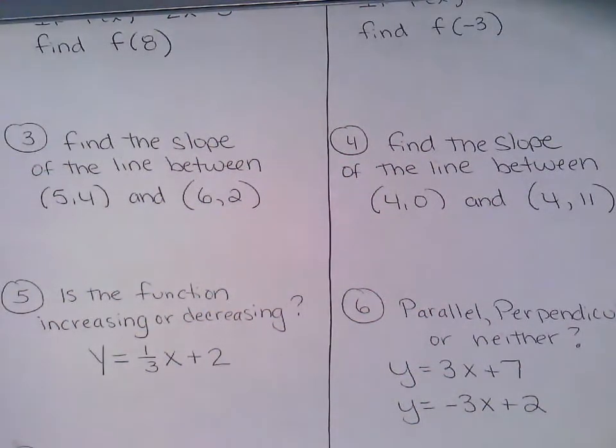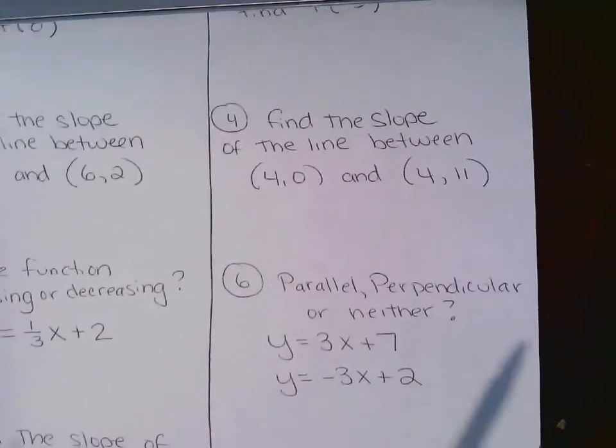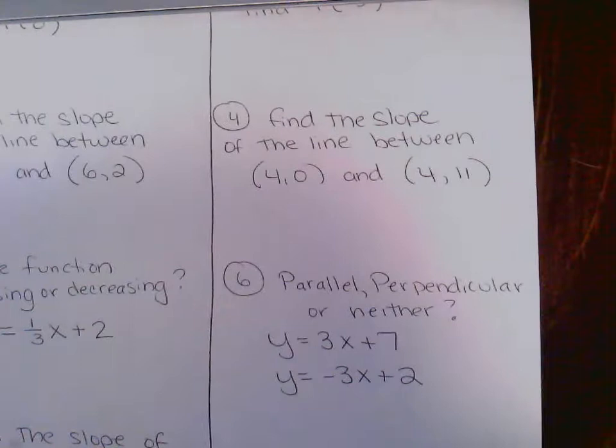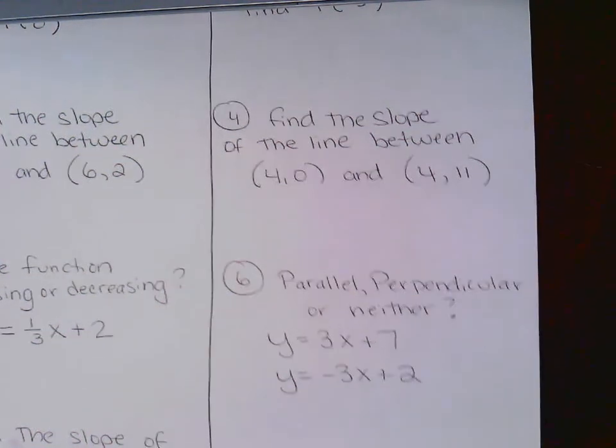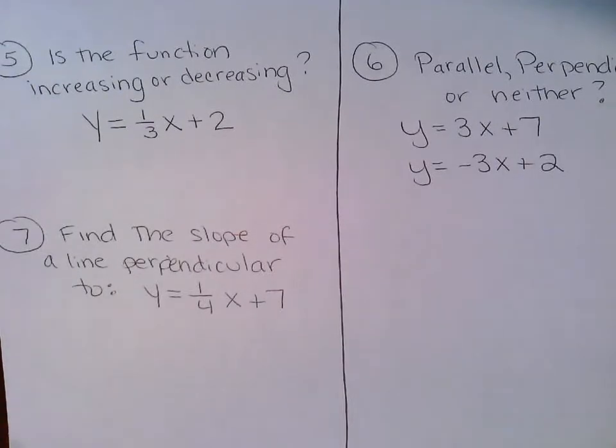And then number 5 is the function increasing or decreasing. And we were talking about the slope, right, being positive, so increasing. Would these lines be parallel, perpendicular, or neither? So you're going to put your answer down for number 6. I'm not going to say it this time. I gave it away on number 5. And number 7, find the slope of the line that would be perpendicular to y equals 1/4 x plus 7.